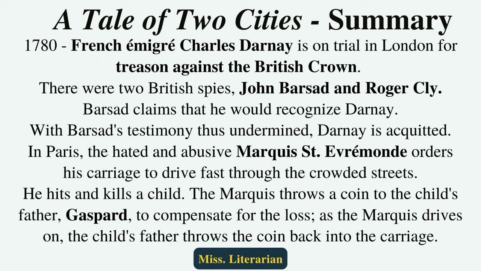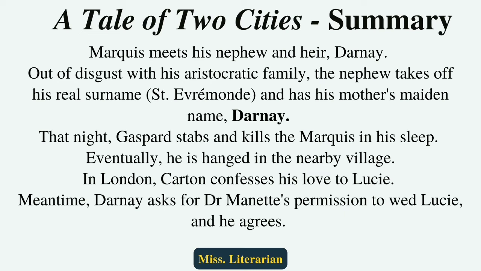In Paris, Marquis Saint Evrémonde is a hateful and abusive man. He orders his carriage to drive recklessly fast through the crowded streets. His carriage hits a child. The Marquis throws a coin to the child's father, who is gasping in grief, in order to compensate for the child's loss. Again, as the Marquis drives, a coin is flung back into the carriage. He arrives at his country chateau. A chateau is a manor house, the residence of the lord of the manor.